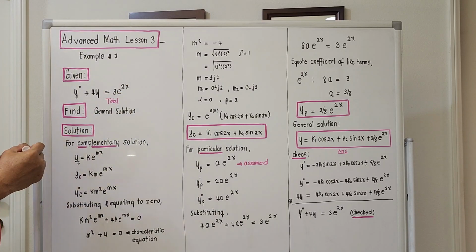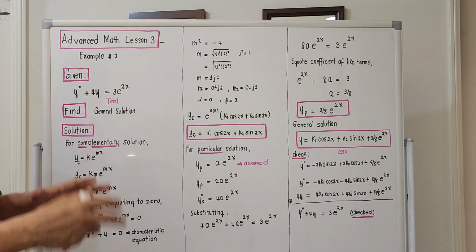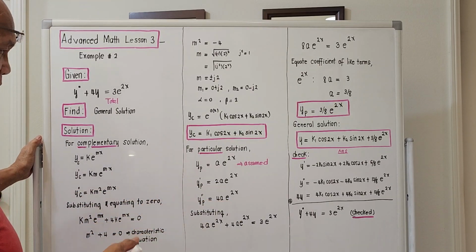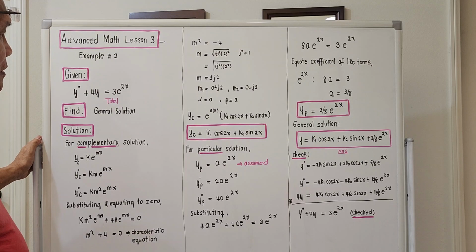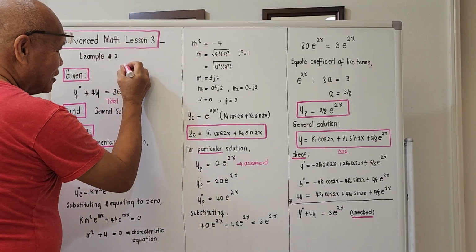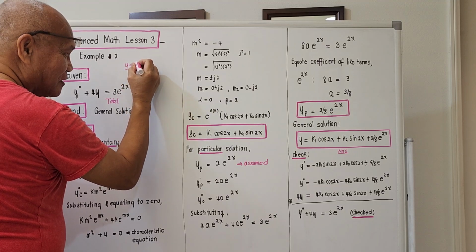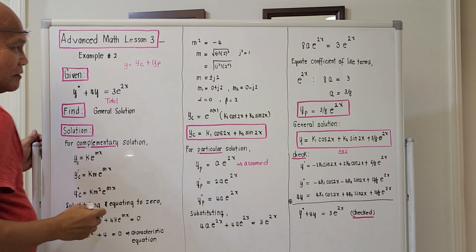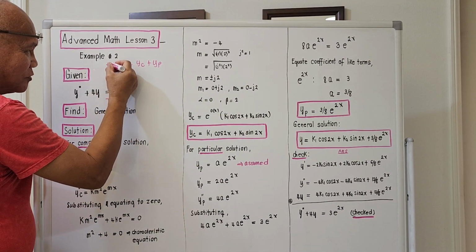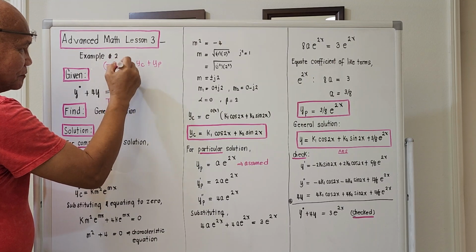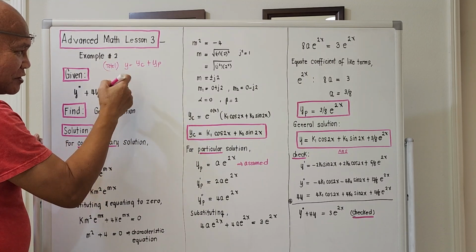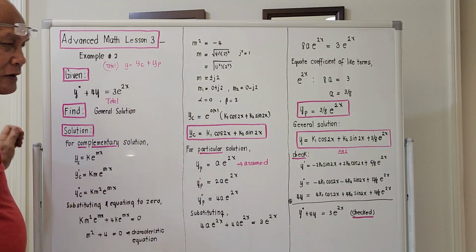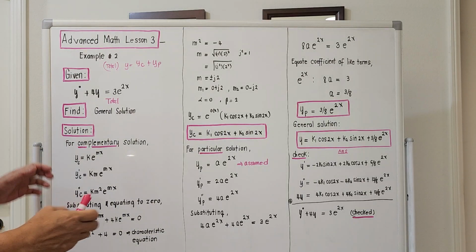Why total? Total because there are 2 parts of the solutions. Because the total general solution is actually equal to the sum of the complementary plus the particular. And this is termed as the total. Total refers to the sum of yc plus yp, complementary and particular. Okay, let's try to bring out the solution.